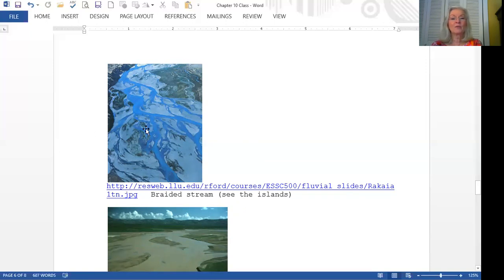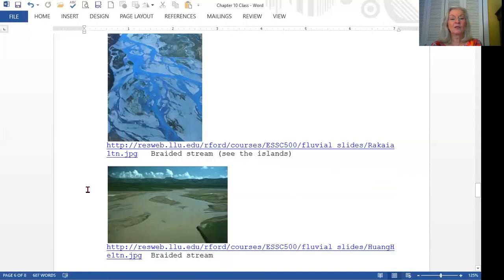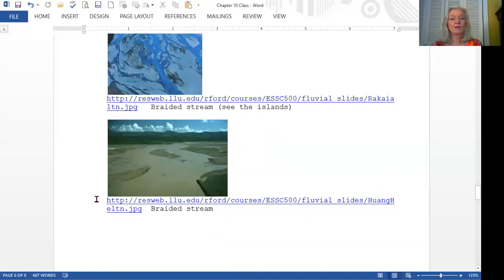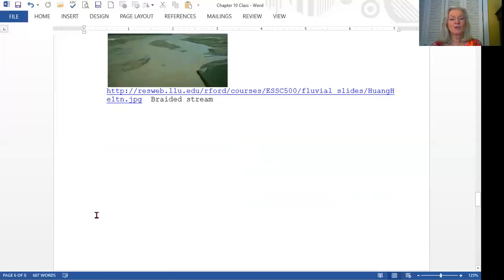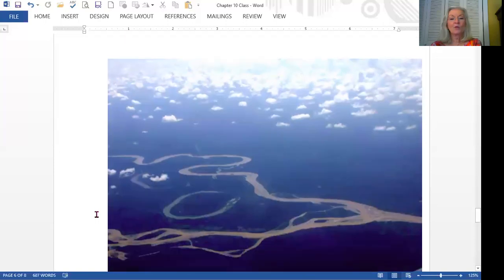So braided streams have a lot of little islands in the middle of them because the water separates and then rejoins itself. So here's an aerial view. The second photograph is more of a ground level view, and you can see these little low islands in the river channel. And again, you tend to see this in flat areas. As I've said before, places usually where a glacier has passed over. Not always, but usually. We did mention Oxbow Lakes.